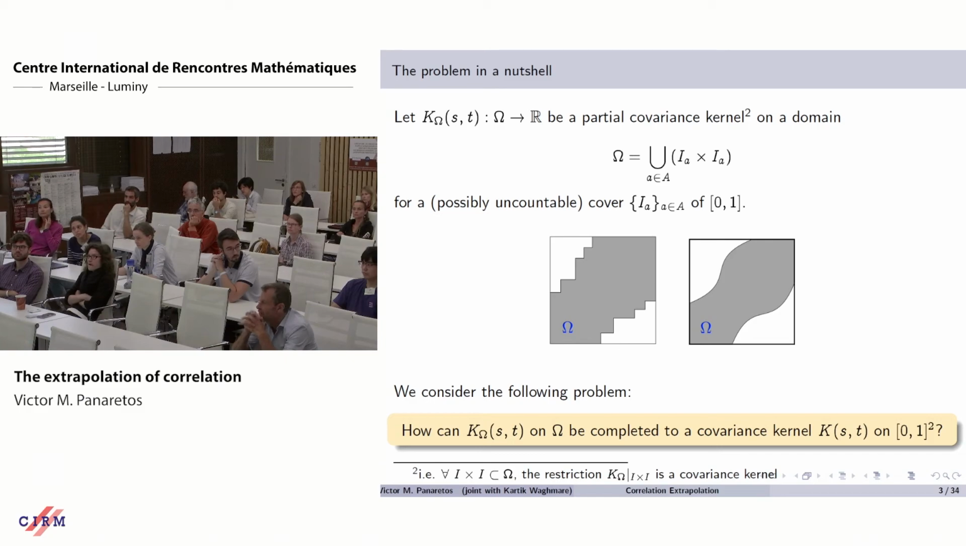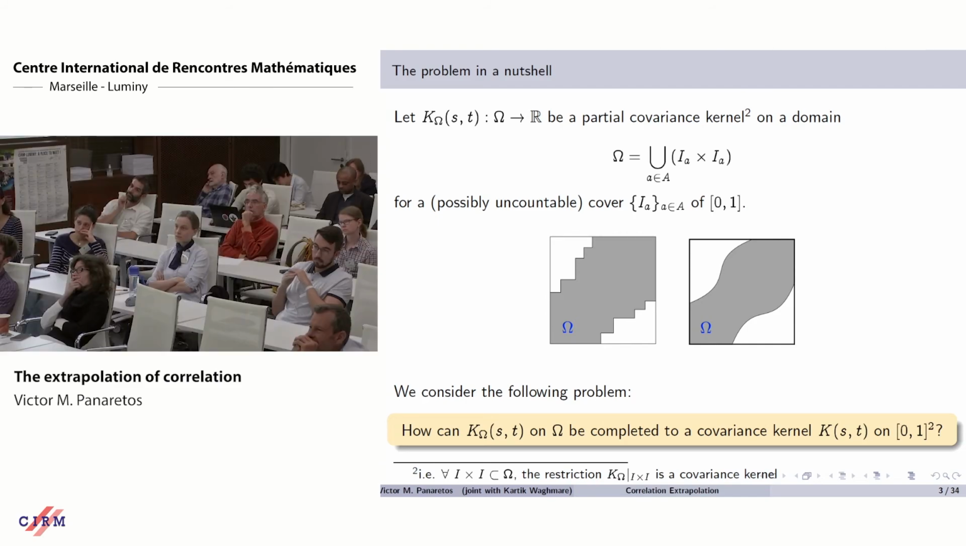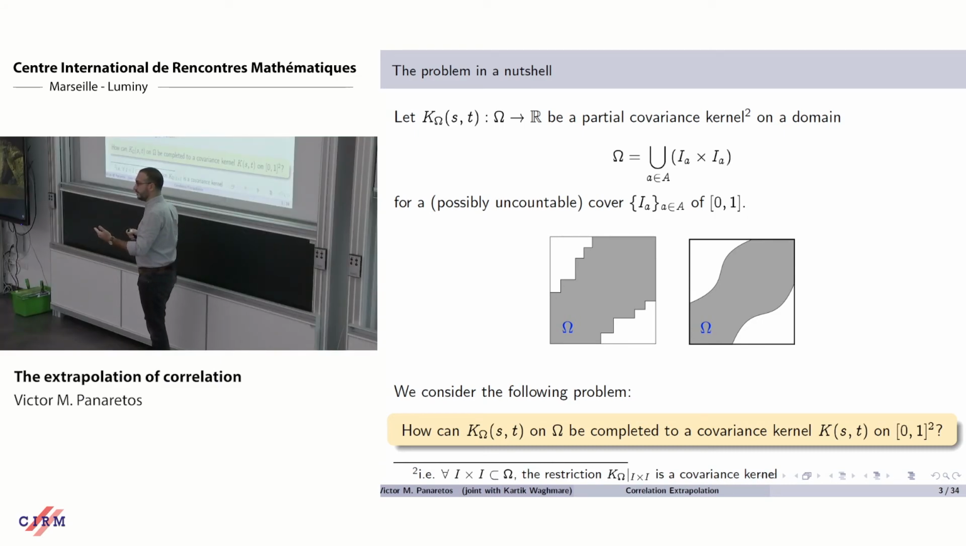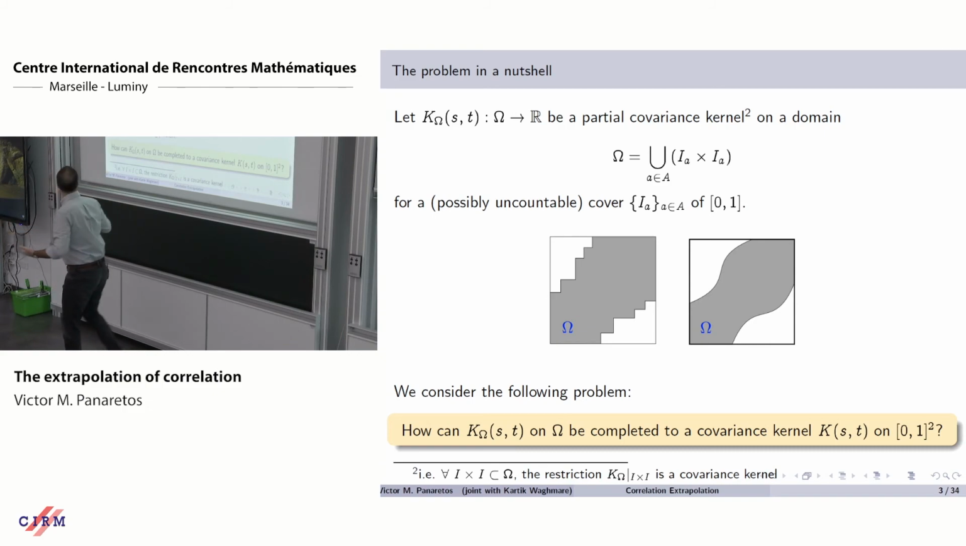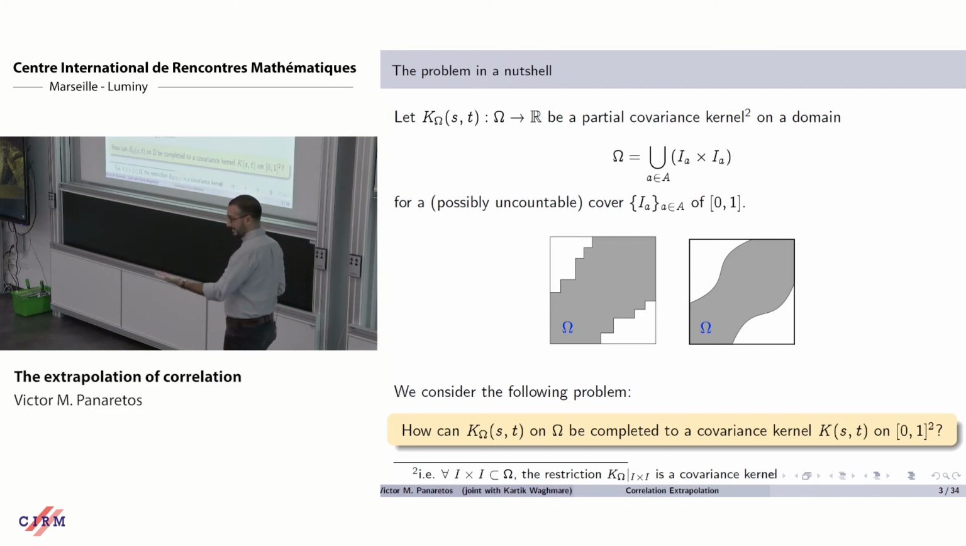Not at all, not at all. What I really mean is, intuitively what you want to think is that k omega is a covariance. So take a covariance on 0, 1 squared and then restrict it on this domain. This is a valid partial covariance. However, I'm considering situations where this k omega might not a priori be defined by the restriction of a global covariance, in the sense that I'm not a priori assuming that a global covariance even exists.